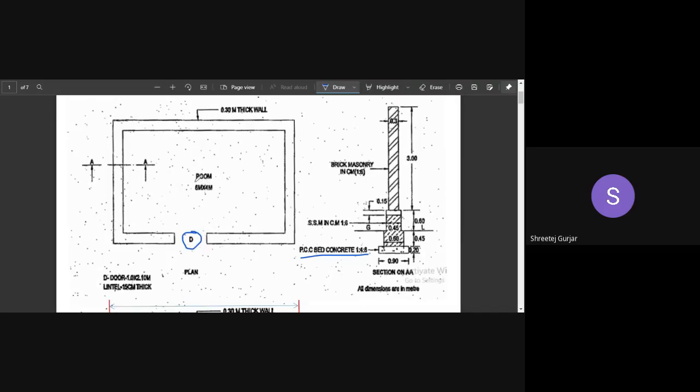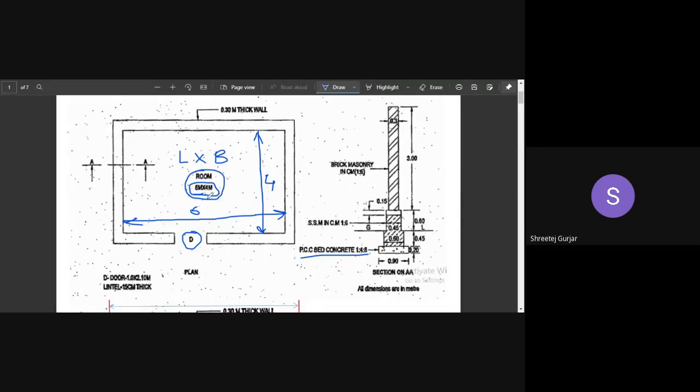Coming to your room dimensions. What are the room dimensions? 6 meter by 4 meter. Always remember, when they give dimensions, length is given first, always followed by your width or your breadth. So this 6 meter is the length of your room. Always they give length first and then they give you your width. This is 6 and this is 4. They have given 6 meter by 4 meter.